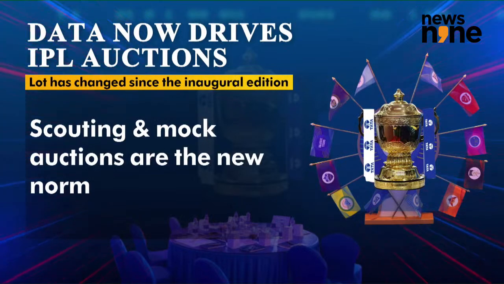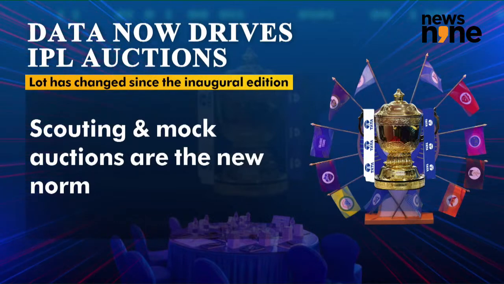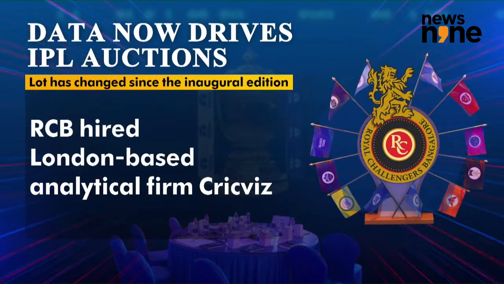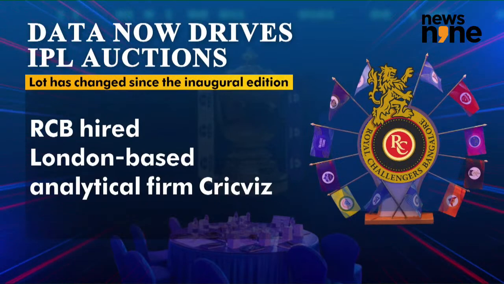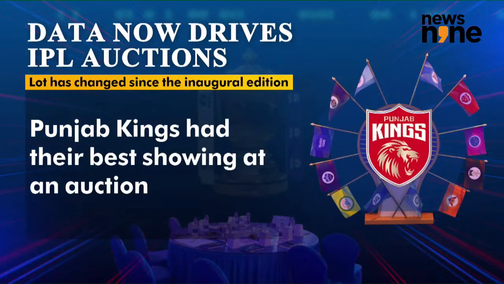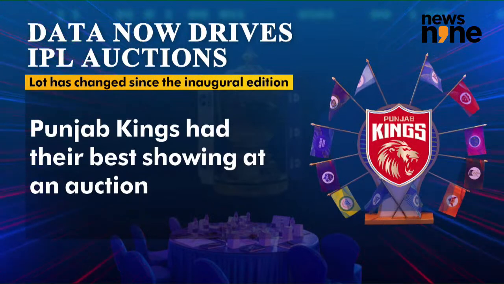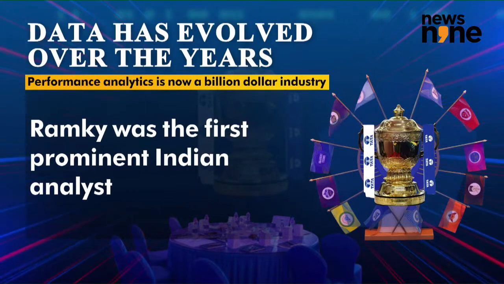The role of the team analyst cum scout has grown enormously over the last few years, with data and big numbers driving team selection, performance and strategy like never before in the history of the sport. Subramanian Ramakrishnan, popularly known as Ramki, was the first prominent analyst in India who worked with the national team under the tenureship of John Wright in the early 2000s.